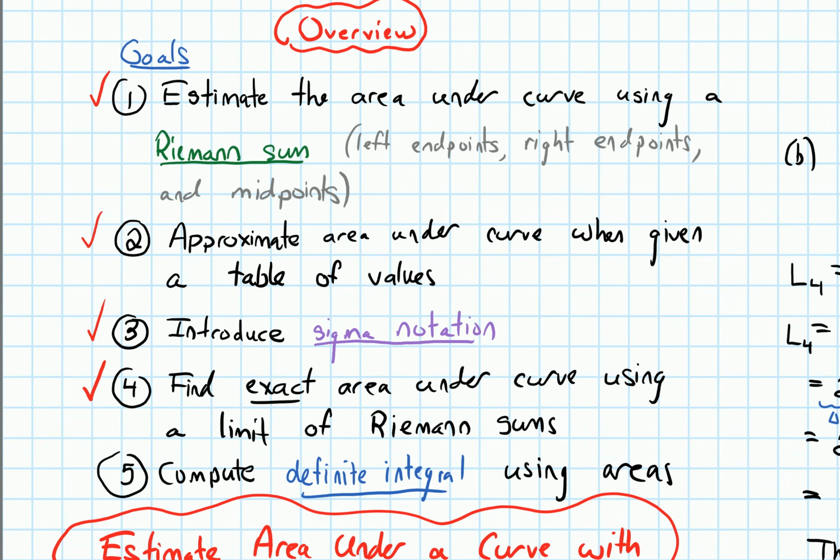So in terms of our goals for this section, we have finished our fifth goal, which is computing a definite integral using areas when the shape of our graph is simple enough to become shapes like rectangles and triangles and circles.